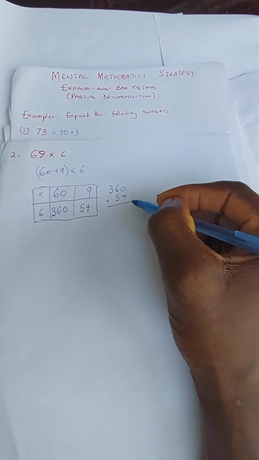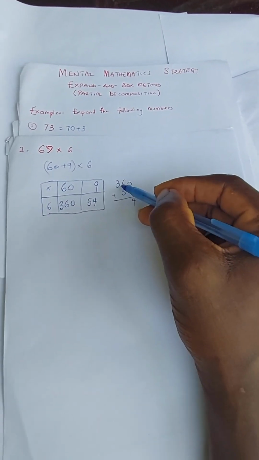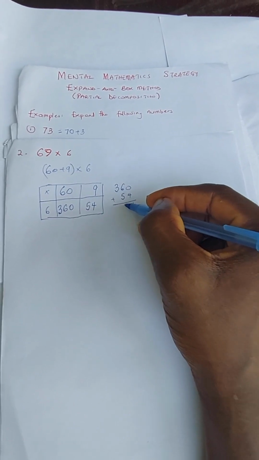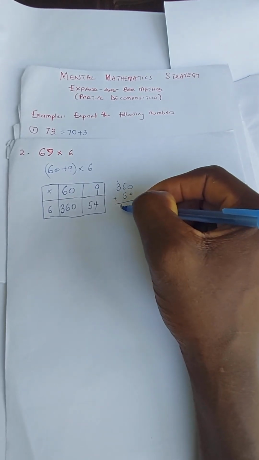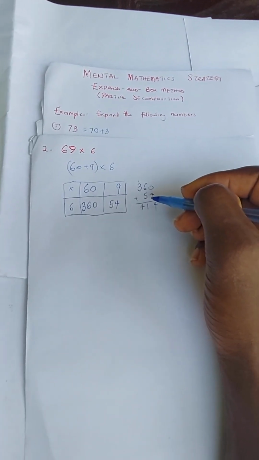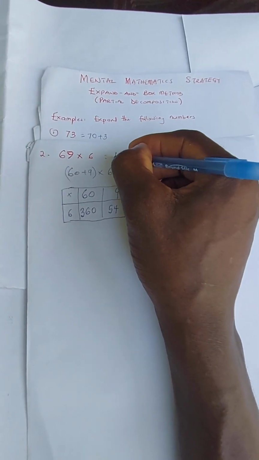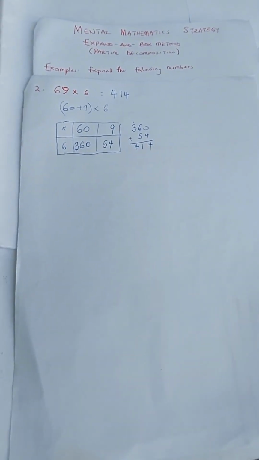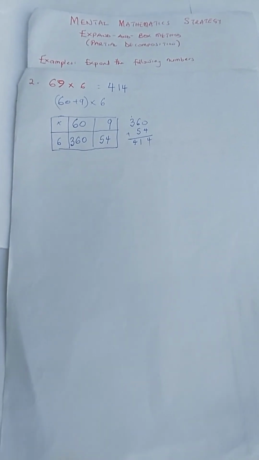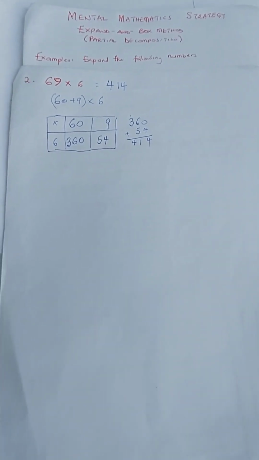0 plus 4 gives us 4. 6 plus 5 gives 11. So you write 1, remainder 1. Add remainder 1 to this 3, and that gives us 4. So that means 69 times 6 is equal to 414.